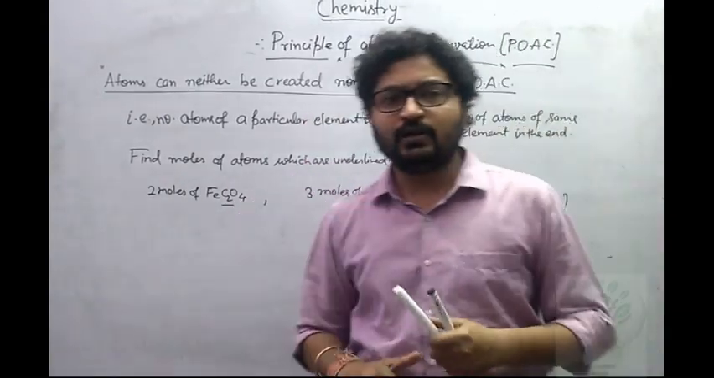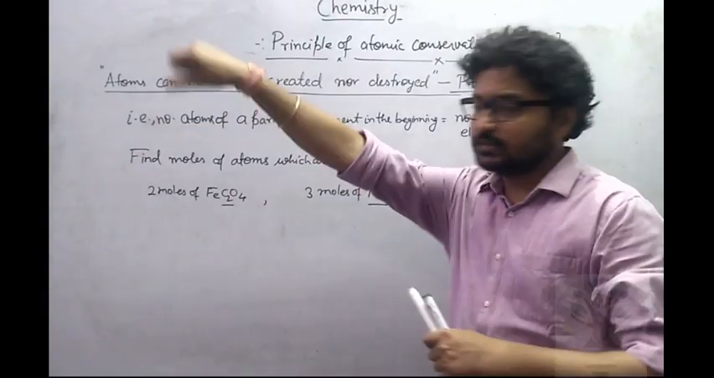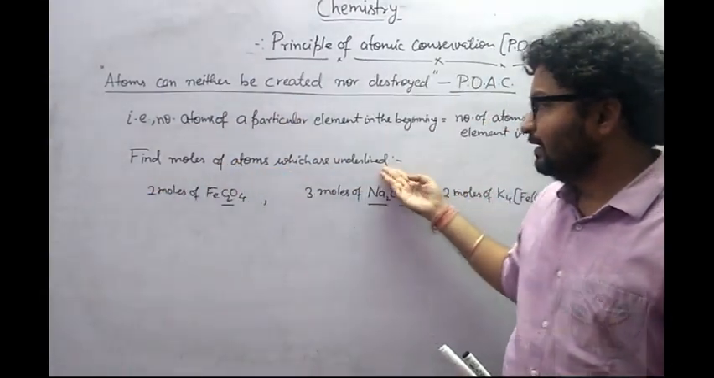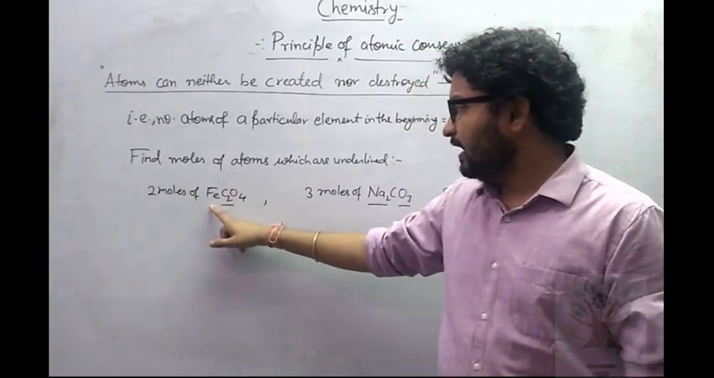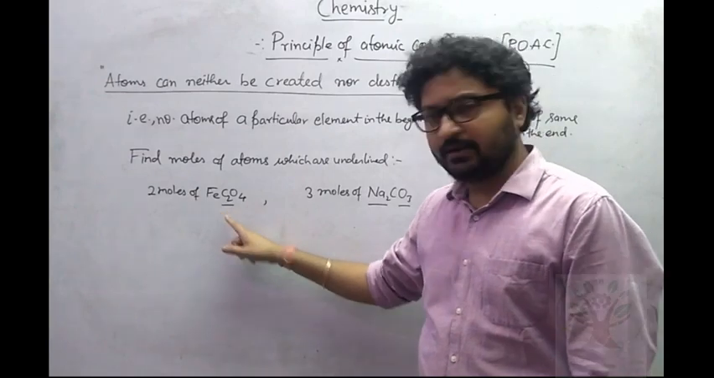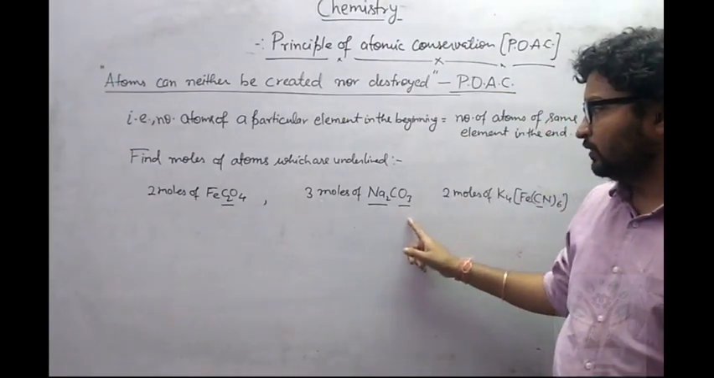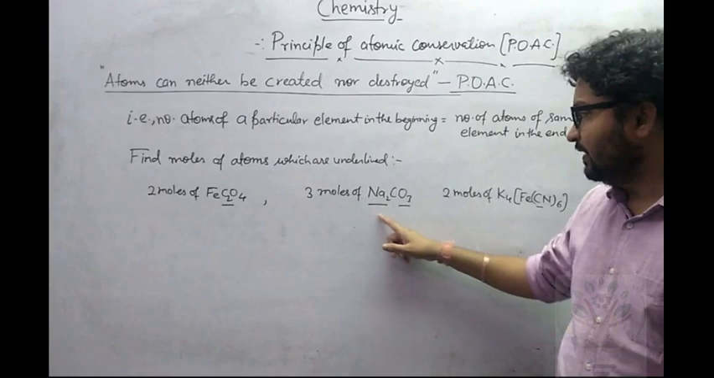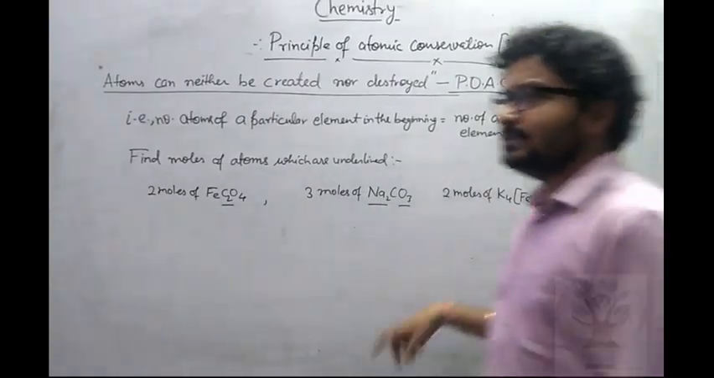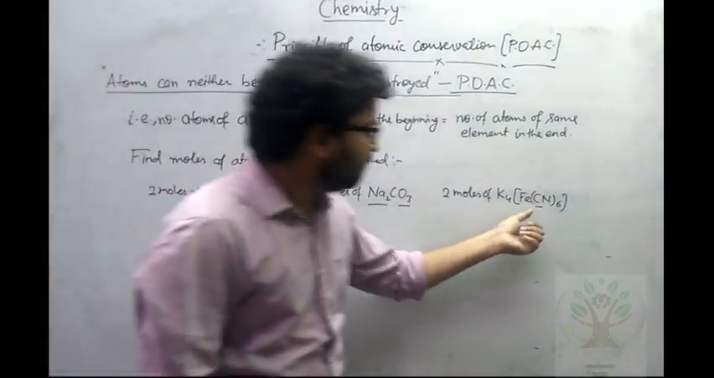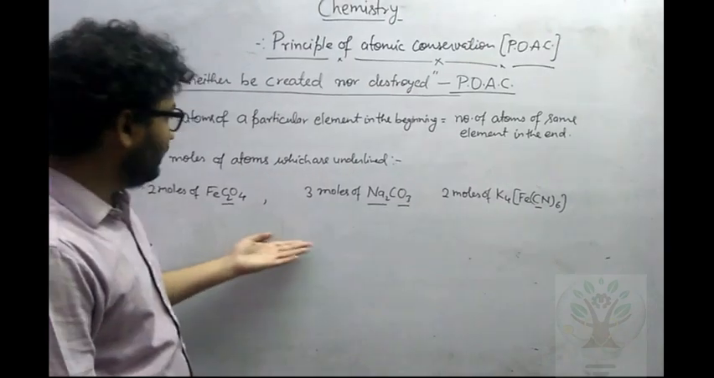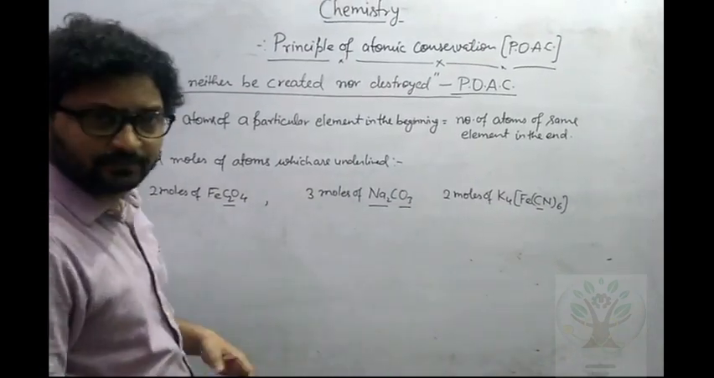Now before moving any further, let me remind you, we have already discussed this, but can you do this for me? Find moles of the atom which is underlined. I have 2 moles of FeC2O4. You have to find moles of carbon here. Underlined is carbon. Here 3 moles of Na2CO3, so you have to find moles of sodium and moles of oxygen. Here you have 2 moles of K4FeCN6, so you have to find moles of carbon here. Okay, can you do this? For your help, I am doing one of these. Let's say I am doing this second one.